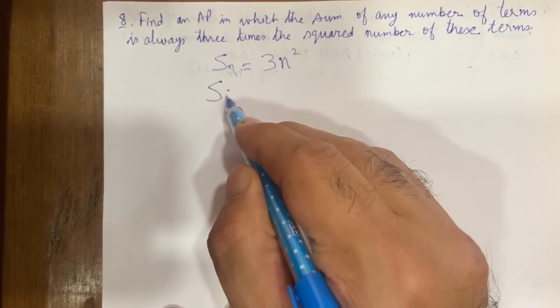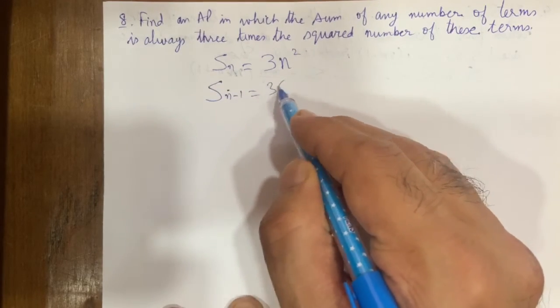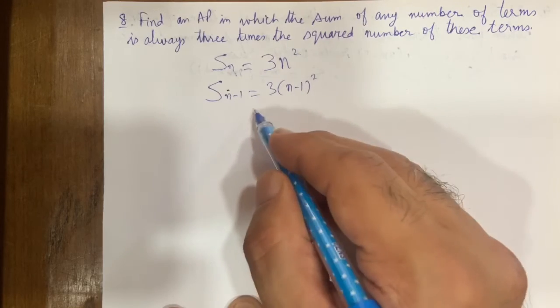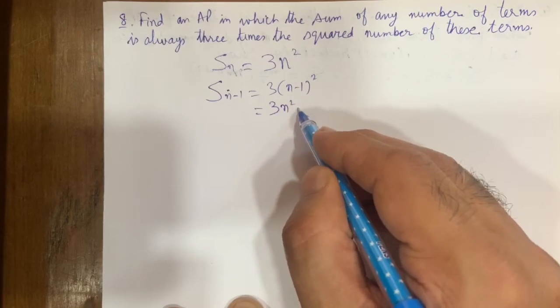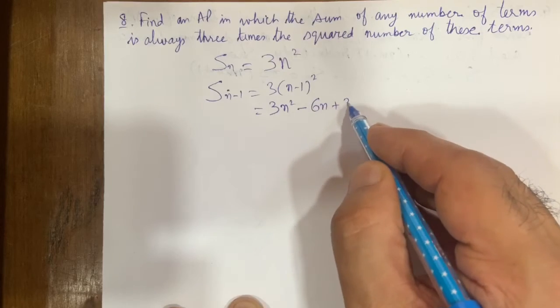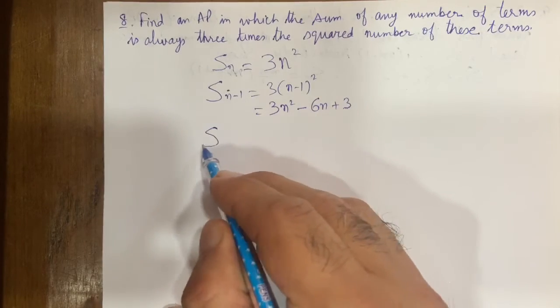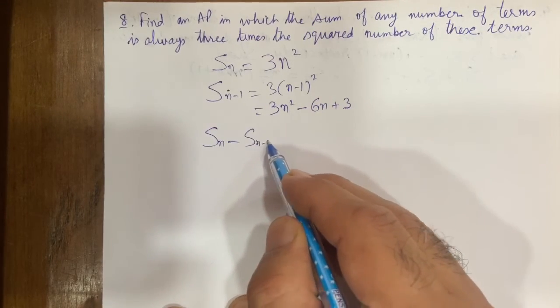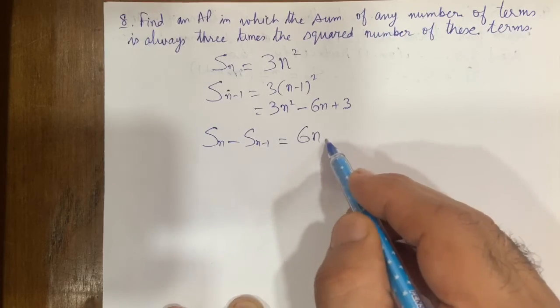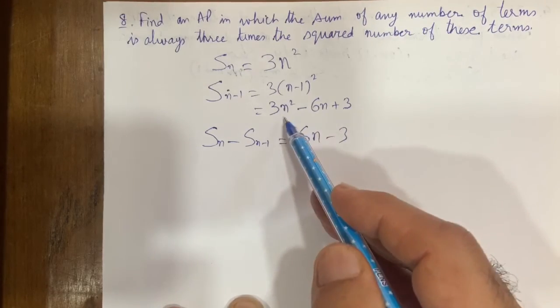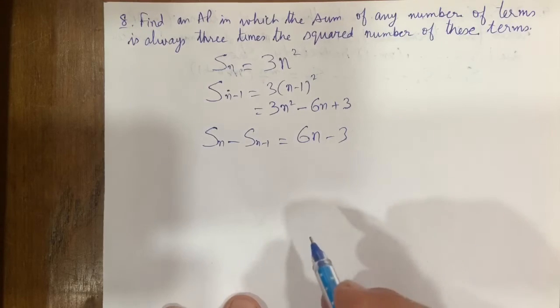So from Sn we find out Sn minus 1, this is 3 into (n minus 1) whole square, that is 3 into n square minus 6n plus 3. Next we find out difference of Sn and Sn minus 1. This will cancel out, so 6n minus 3.